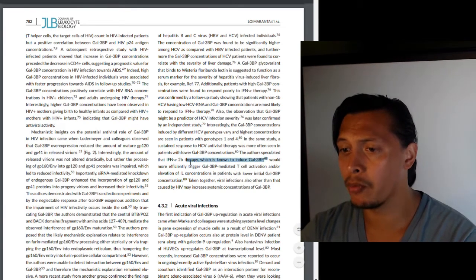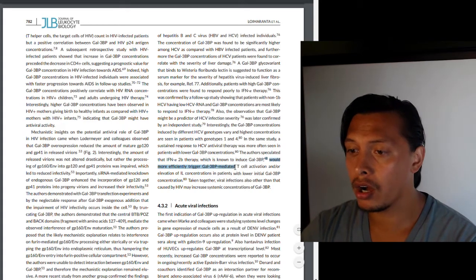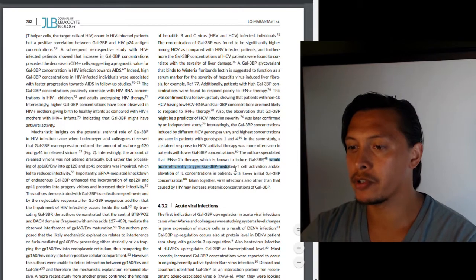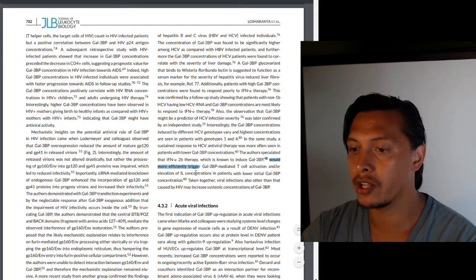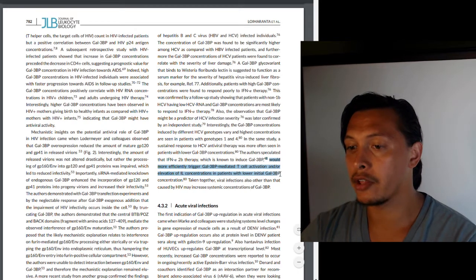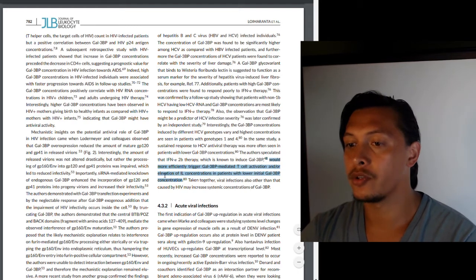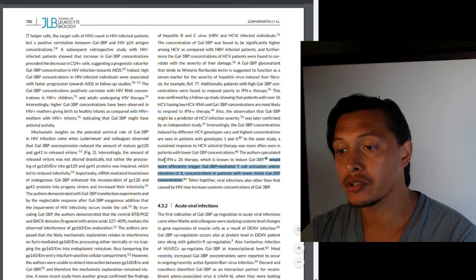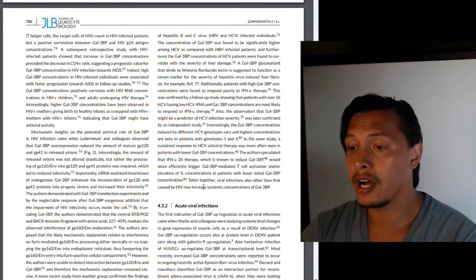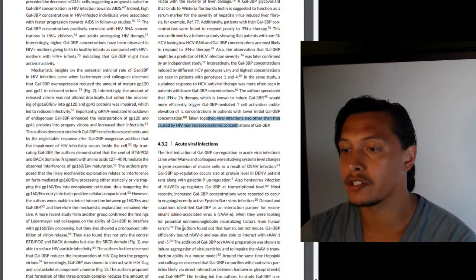Anyways, that would be a more efficient trigger for Galectin-3 binding protein mediated T cell activation and/or elevation of interleukin concentrations in patients with lower initial Gal3 binding protein concentrations. So they're saying here, if you have low Gal3 binding protein, this interferon alpha might be a good therapy to help increase that. Taken together, viral infections, other than that caused by HIV, may increase systemic concentrations of Galectin-3 binding protein.